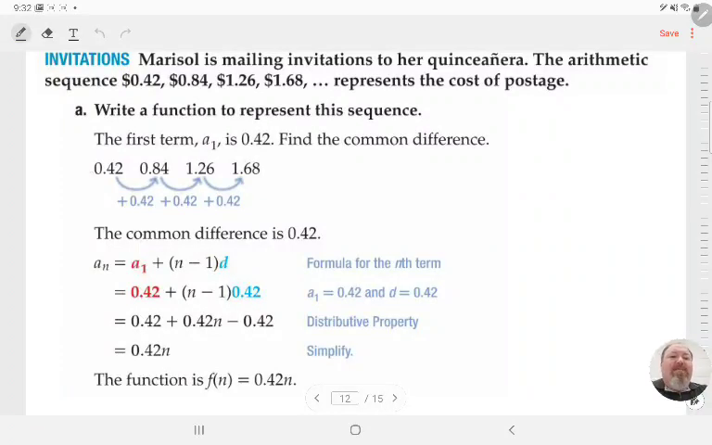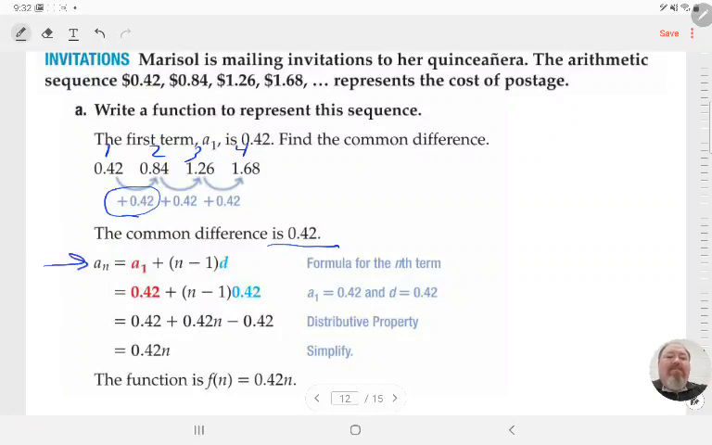Well, we start by putting a list of terms. First term, second term, third term, fourth term. And we look for the difference. The difference between them all is it goes up by 42 cents. So that tells me the common difference is 42 cents.